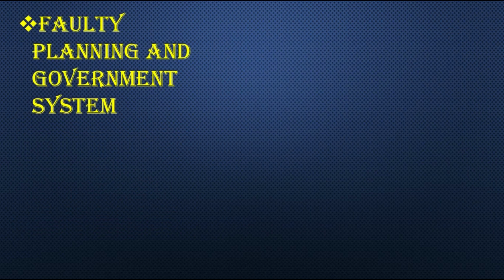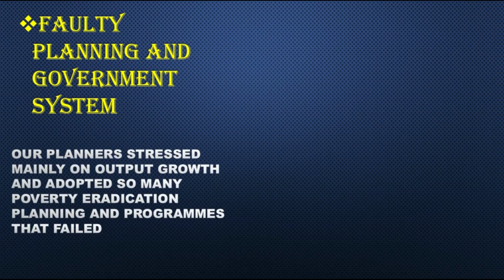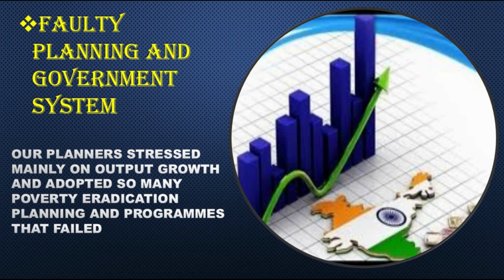The third cause, faulty planning and government system. Our planners trade mainly on output growth and adopt so many poverty eradication programs and plans, but all have failed one by one. The fourth one, a very important cause of poverty, is massive unemployment.